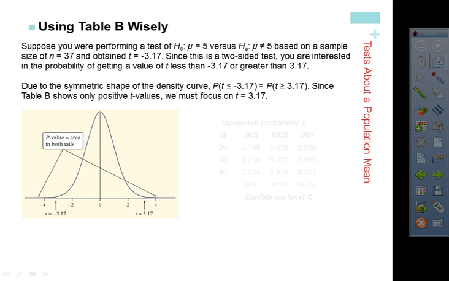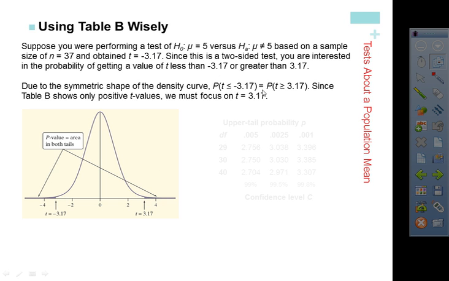Here it says, suppose you're performing a test with a null of mu equal to 0.5 versus not equal to, based on the sample size of n equal to 37 obtained, and you get t equals negative 3.17. Since this is a two-tailed test, you're interested in the probability of getting the values of t less than negative 3.17 and positive 3.17. So they're showing you that here, down here in the picture.